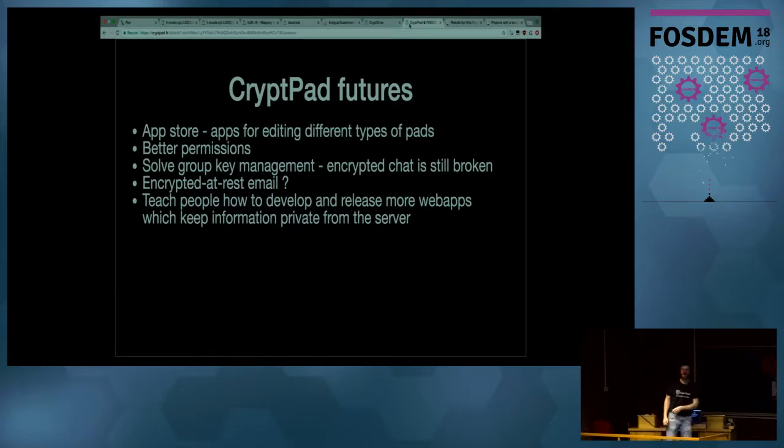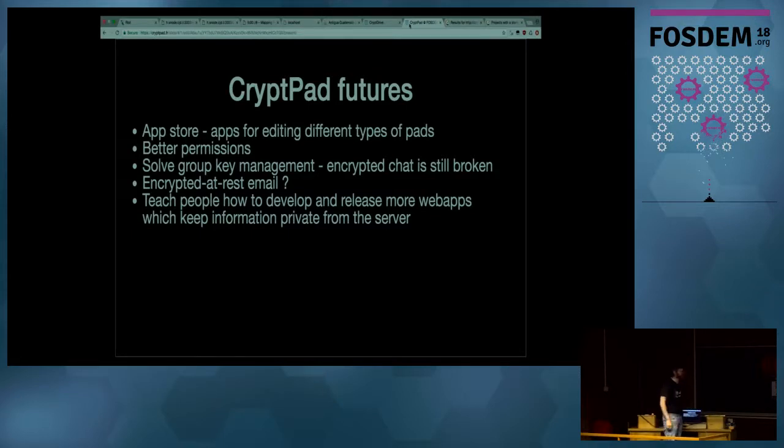Solve group key management. The Matrix guys are doing that. I'm interested in it, but I'm not sure I really want to do it. I know it's going to be a pain. Encrypted chat is broken for multi-user, and that's for a really good reason. It would be interesting to solve, but we need a research grant.